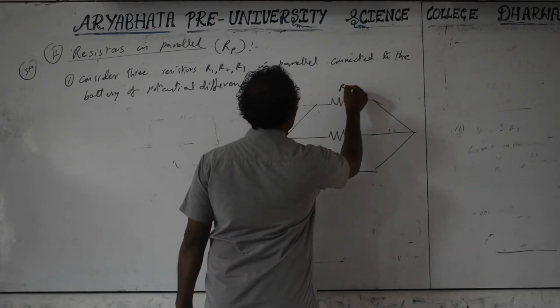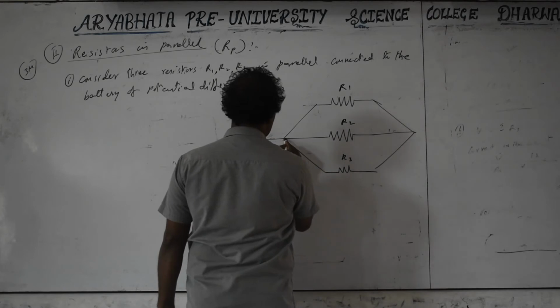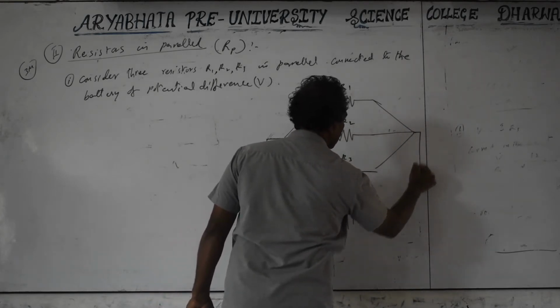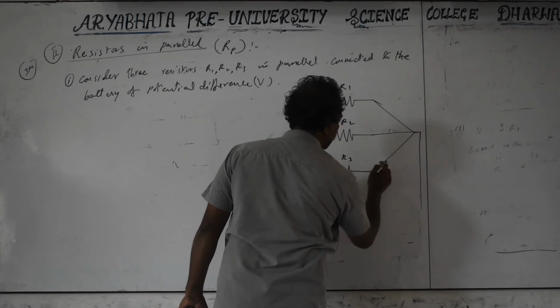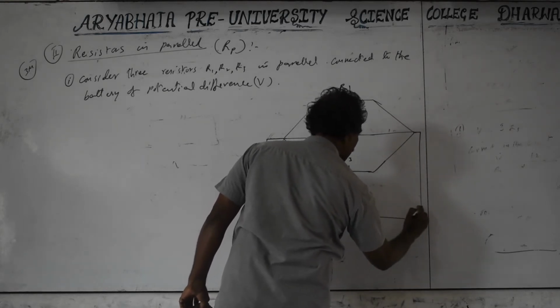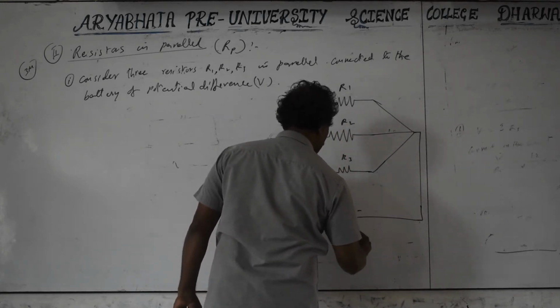Resistors R1, R2, R3 connected to a battery of potential difference. We are taking similar diagrams for the capacitors. This is a battery cell of potential difference V.